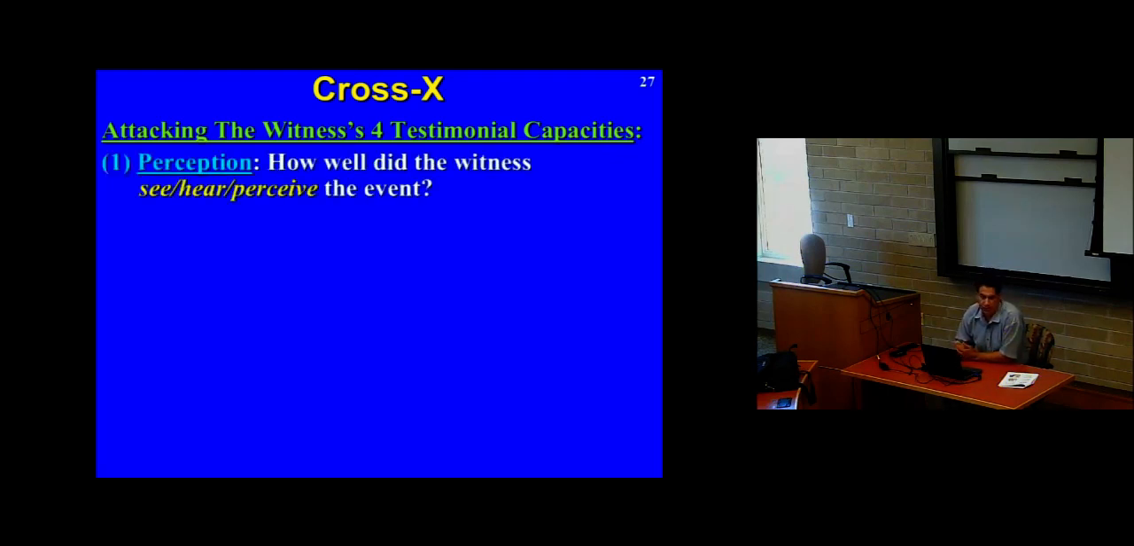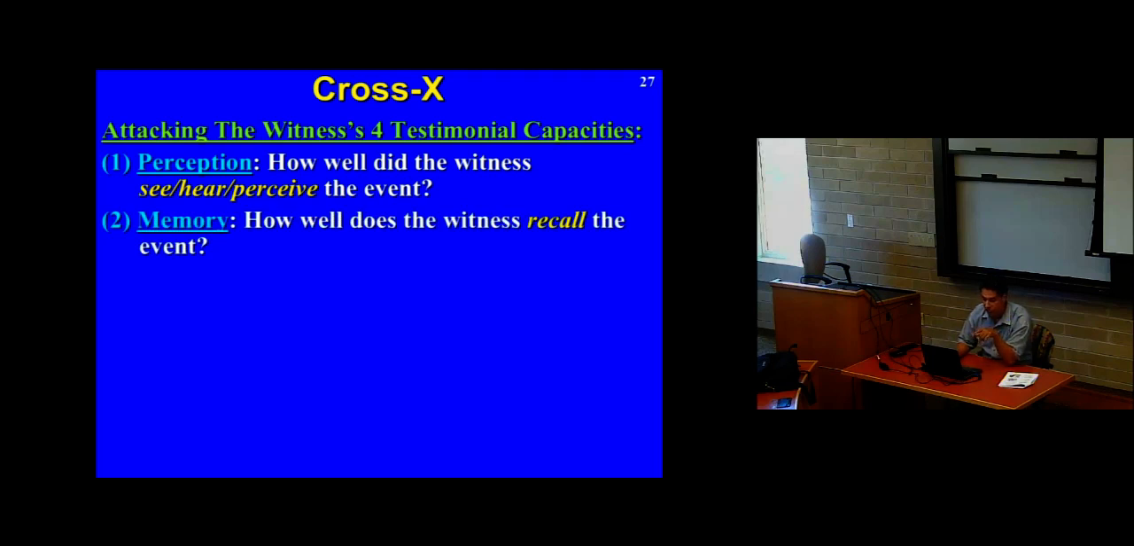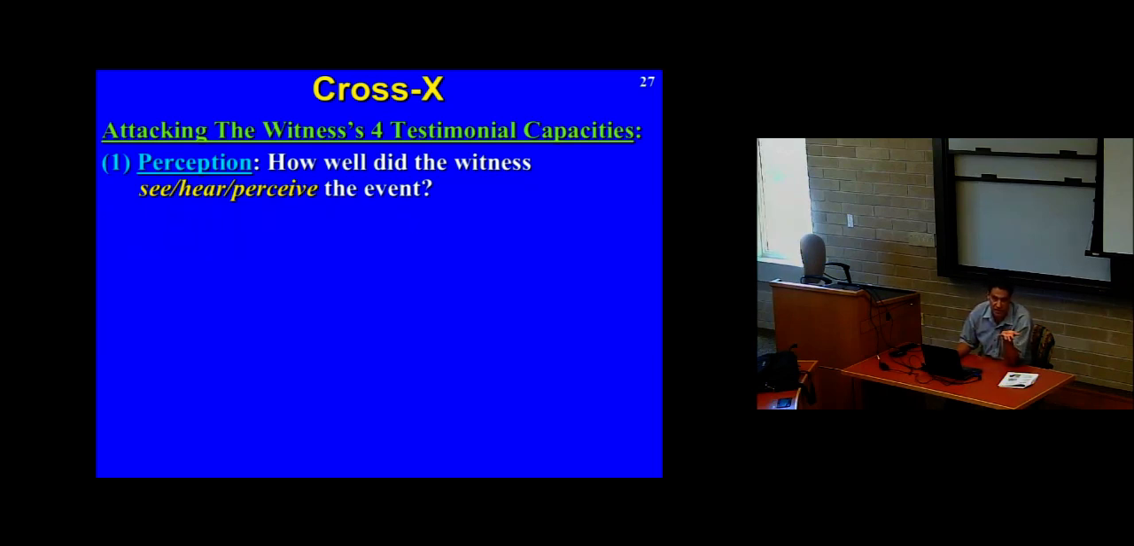First is perception. How well did the witness see, hear, or perceive the event? On direct examination, you want to show that they perceived it, they had personal knowledge, the reason why they're a witness, and talk about the perception being good. But on cross-examination, you want to try and attack that, perhaps. Maybe they couldn't see or hear it all that well, or they were far away, or there were obstructions in front of their view, whatever the case might be. Notice how we are not attacking their truthfulness yet, okay? They could be a truth teller, but they just didn't see it all that well.